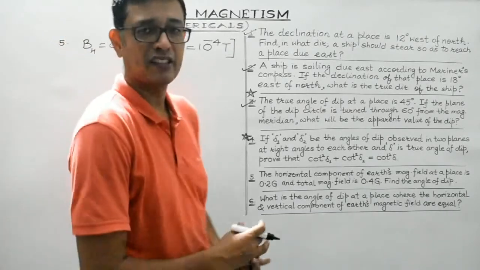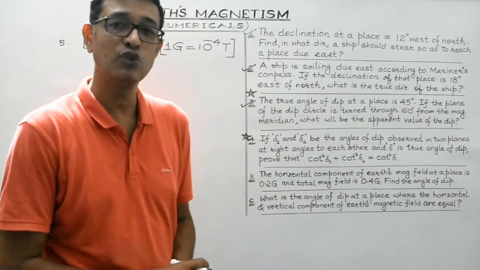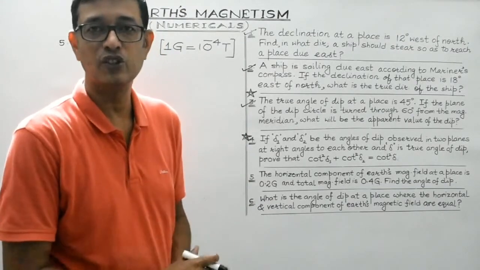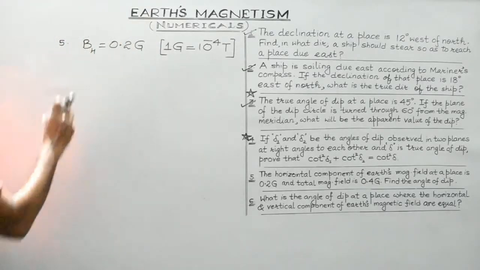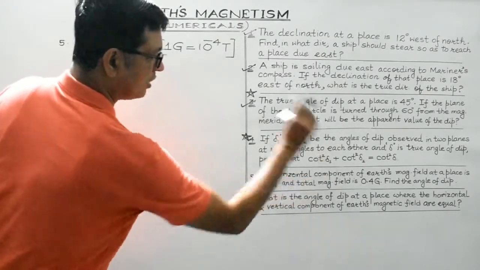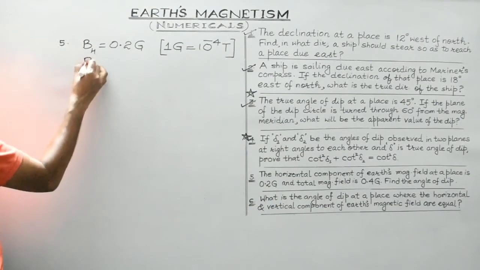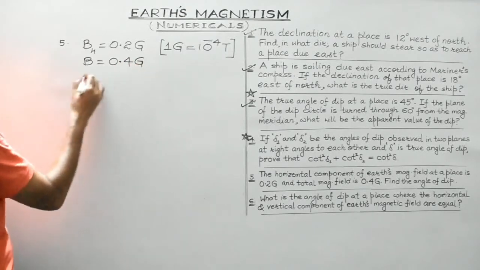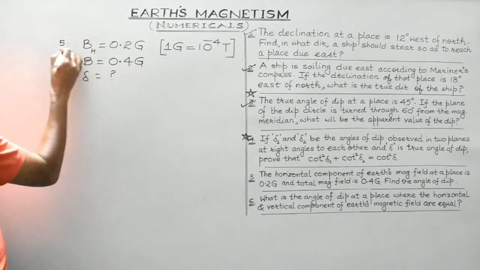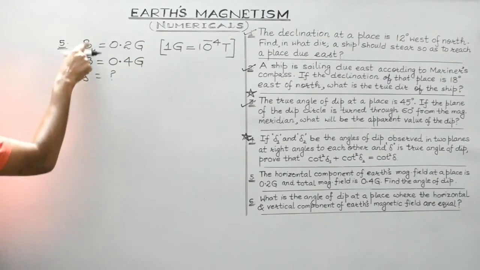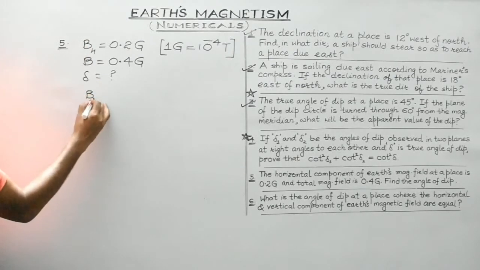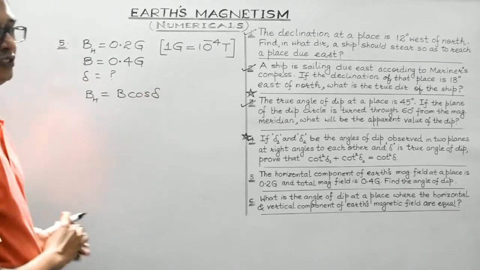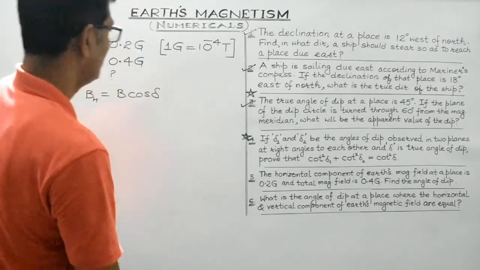Gauss is basically the unit of magnetic field which we use to describe Earth's total intensity of magnetic field, right? So anyway, another piece of information is that the total magnetic field is given to be 0.4, in the same unit, 0.4 Gauss. We are supposed to find out the angle of dip, right? So what's the relationship between these two? BH is equal to B cos δ, isn't it? We are aware of it. δ is the angle of dip.